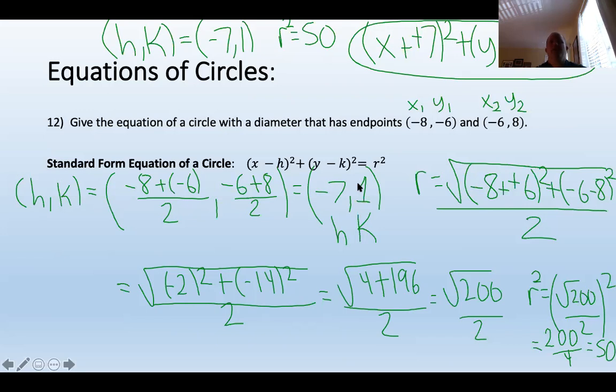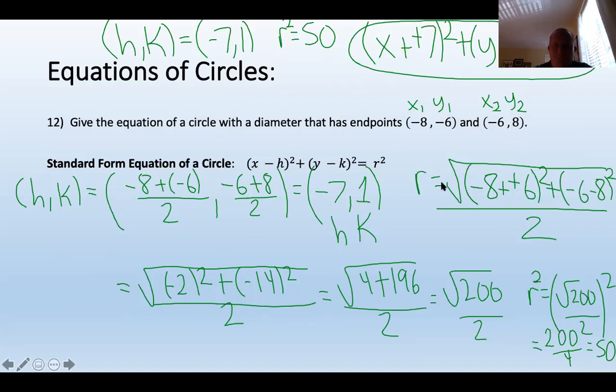And then there are 2 options for finding the radius. You can either find the distance between the center and either one of your endpoints, or you can find the distance between the endpoints of the diameter and divide it by 2, because half of the diameter is the radius. I chose the second option. I found the distance between (-8, -6) and (-6, 8), and then I'm just going to divide that by 2, and I'll have my radius.